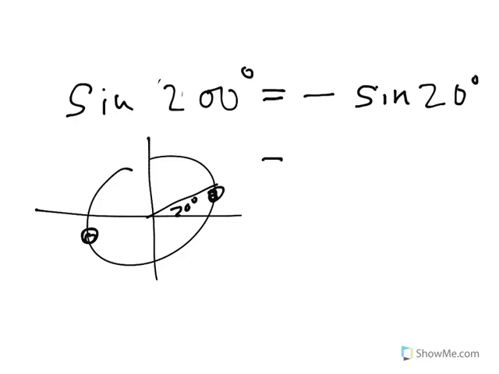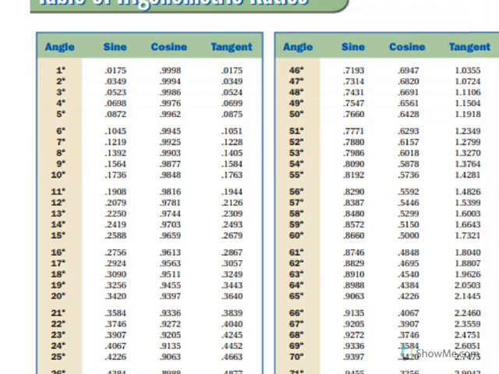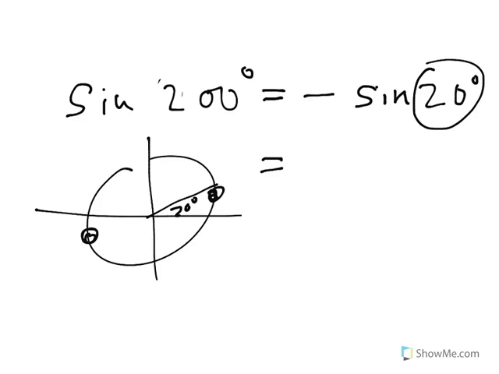But we can go a little further now if we have a trig chart which has the values of sine, cosine, and tangent of angles between 0 and 90 degrees. And here's a trig chart, and as we can see, here's sine, and sine of 20 degrees is 0.3420. So with our trig chart, we can actually go this one step further.